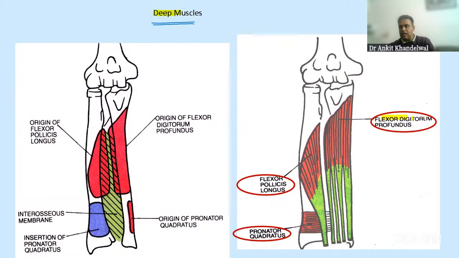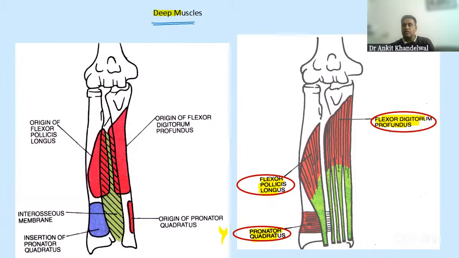The three muscles are FDP, which we have seen; it goes to the distal phalanx. Flexor pollicis longus goes to the distal phalanx of the thumb. And finally, we have pronator quadratus, which does pronation. It will not cross the wrist joint. Remember these three muscles. But sir, which nerve supplies them?